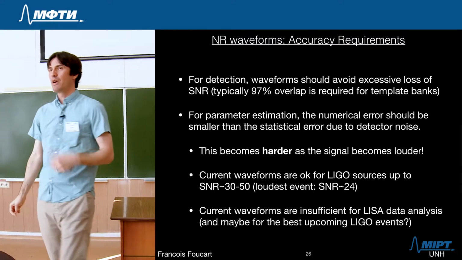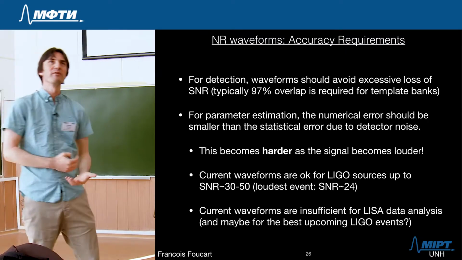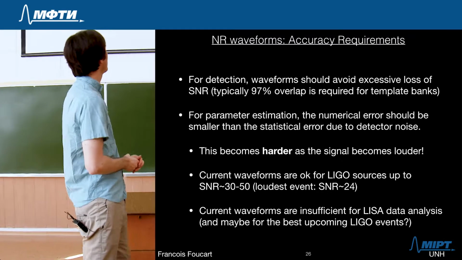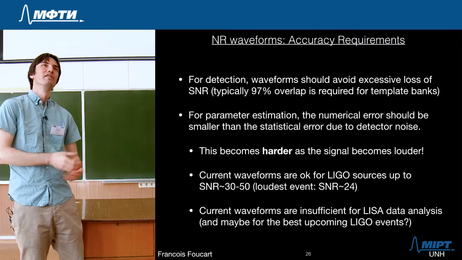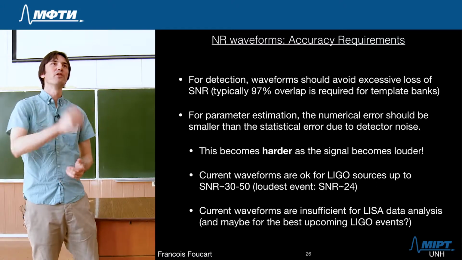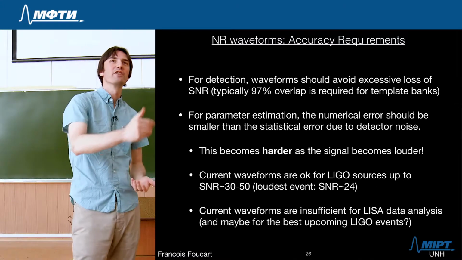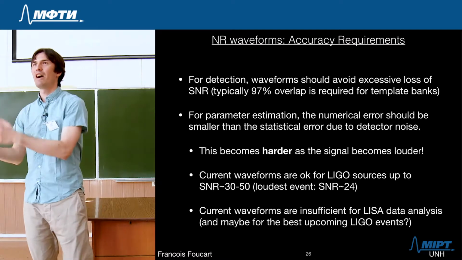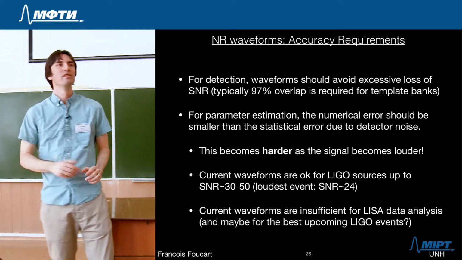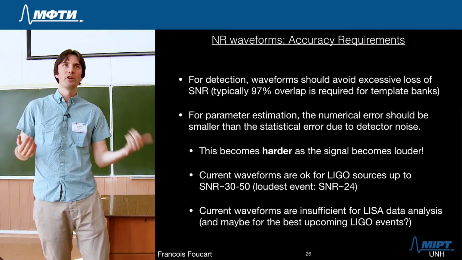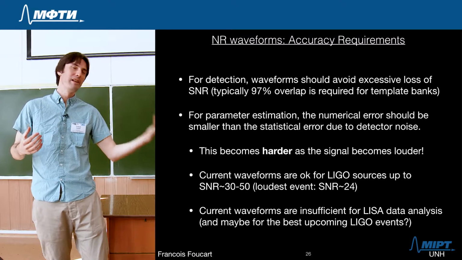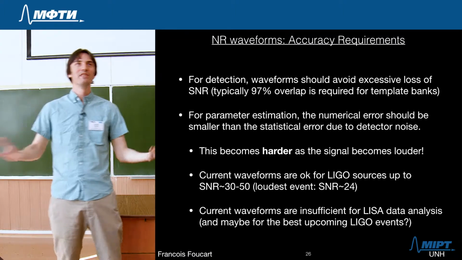If you want to do parameter estimation, measuring the masses and spins of the objects, well, the criterion that you usually use is you would like the templates to introduce at most as much error as the detector noise, so that you're not dominated by your theoretical uncertainty. Mostly because it's a lot cheaper to do numerical simulations than to build LIGO. So you don't want LIGO to be limited by numerical simulations. It would be a waste of money.